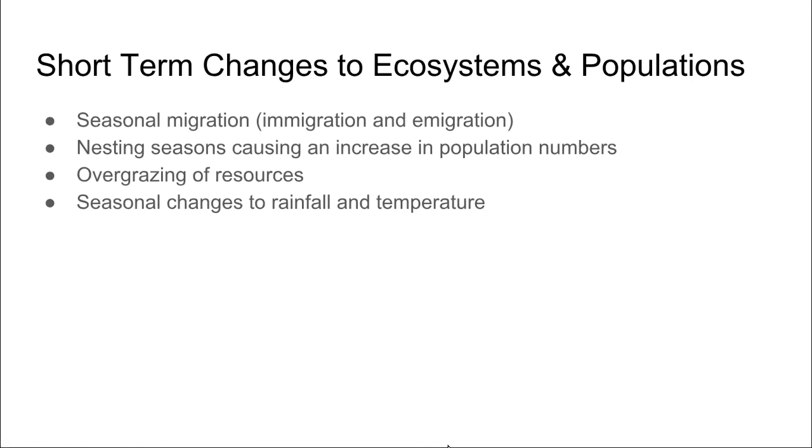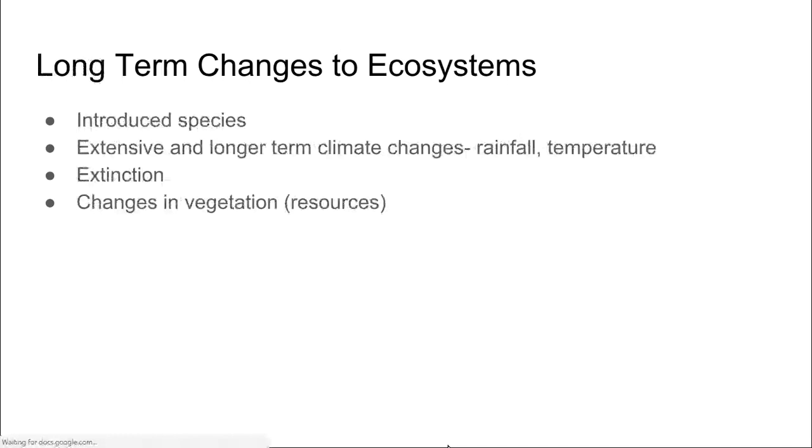So some short-term changes to ecosystems and populations: we may see some seasonal migration, known as immigration or emigration. Immigration is organisms coming into a population, emigration is organisms moving out. We can see this happen seasonally due to different temperatures. This is also due to sometimes nesting seasons, and during the nesting season, we do see an increase in population numbers. There may be short-term changes due to overgrazing of resources, and there are also just seasonal changes to rainfall and temperature, and this can happen within the months, within the seasons themselves, or biannually.